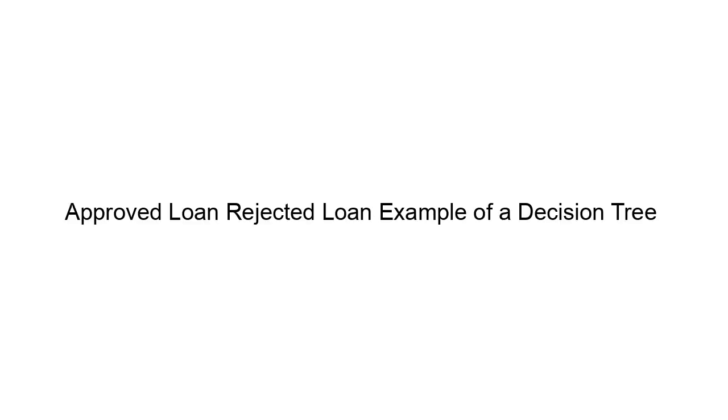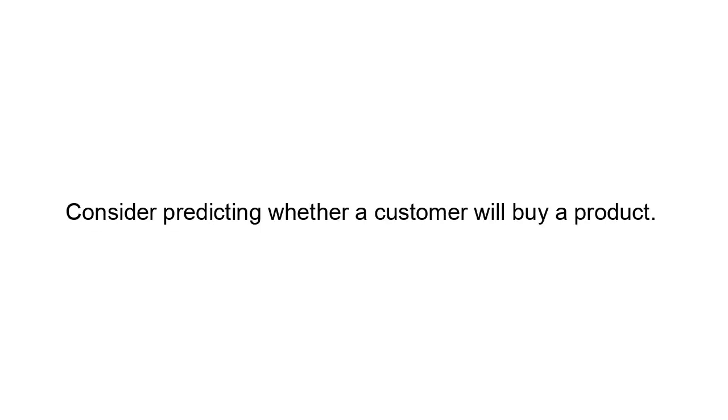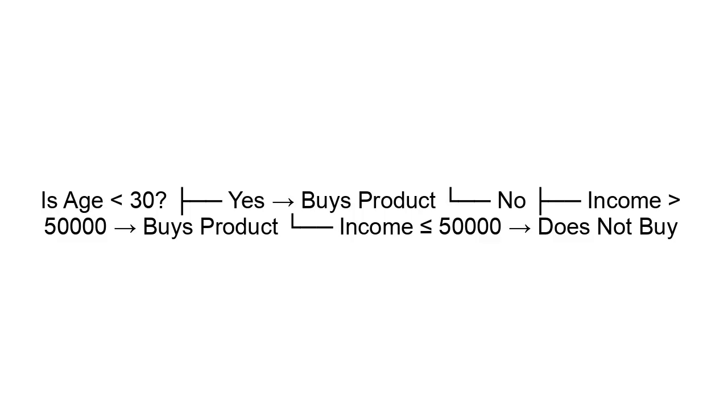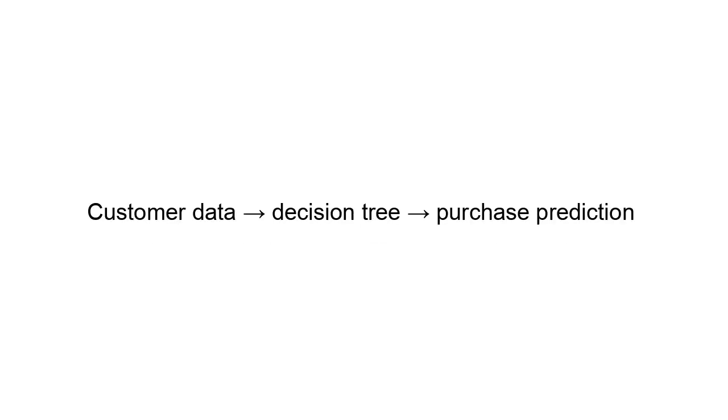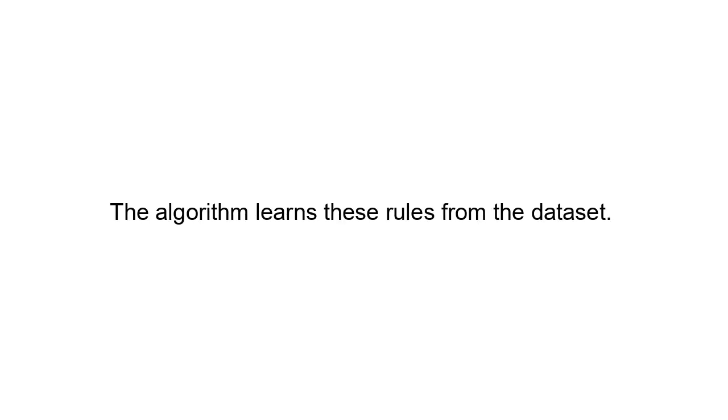Example of a decision tree. Consider predicting whether a customer will buy a product. Example decision process: is age less than 30? Yes means buys product. No: income greater than 50,000 means buys product. Income less than or equal to 50,000 means does not buy. Example concept: customer data, decision tree, purchase prediction. The algorithm learns these rules from the dataset.